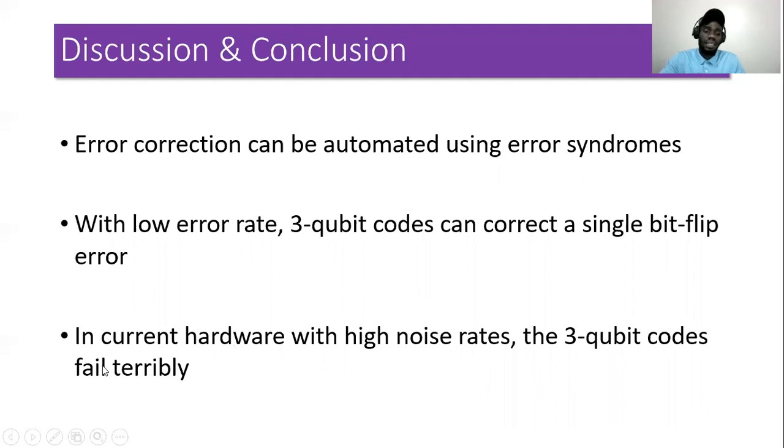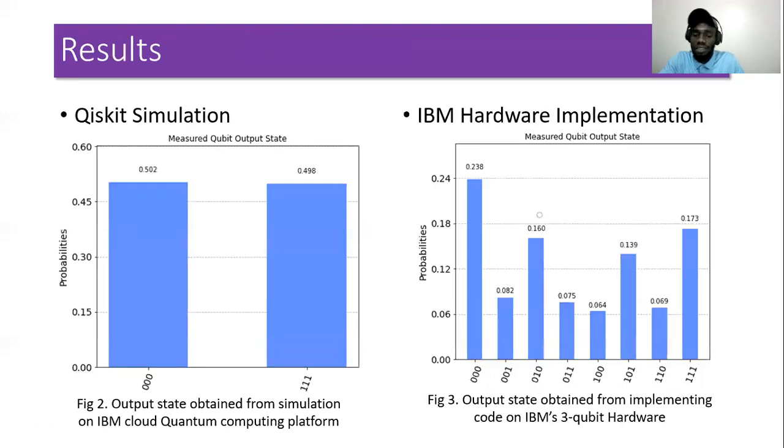So we can say that currently the hardware that we have has high noise rates, and that overwhelms our 3-qubit codes and causes them to fail. This is obvious from the results that we obtained here.